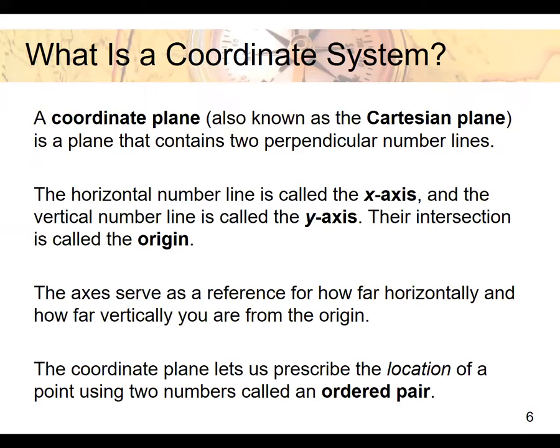Now, the coordinate plane is sometimes known as the Cartesian plane. It is a plane that contains two perpendicular number lines. And here the horizontal number line is called the x-axis. The vertical number line is called the y-axis. And here their intersection is called the origin.